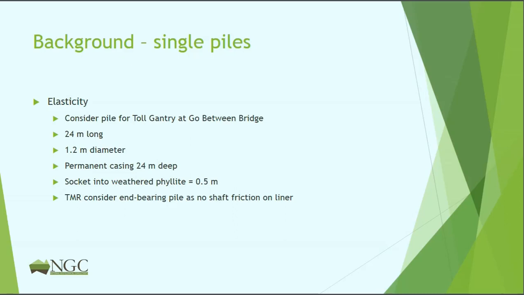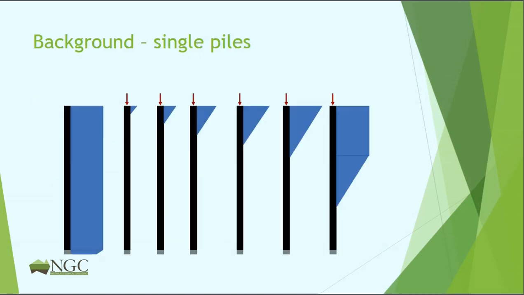Because they're main roads piles, they've got a permanent steel casing, 24 meters long, and the socket out of the bottom to carry all the weight of this tolling gantry is about 0.5 meter long into the weathered phyllite. But, of course, main roads say you've got to have a permanent steel liner, and there's no shaft friction on the outside of that liner, which means that the load distribution down the pile will look something like that.